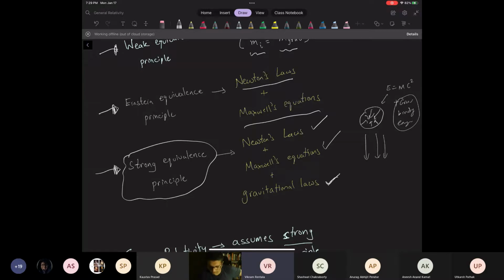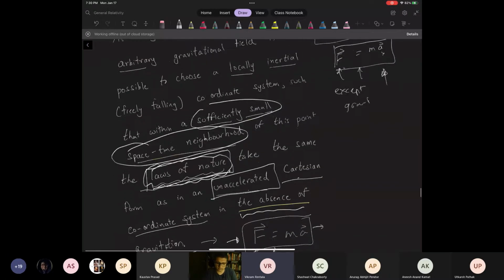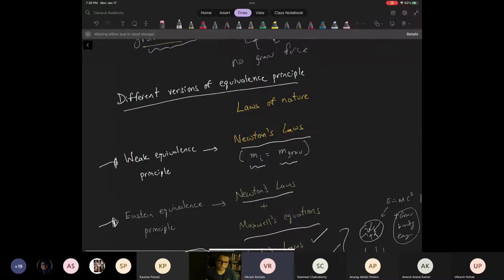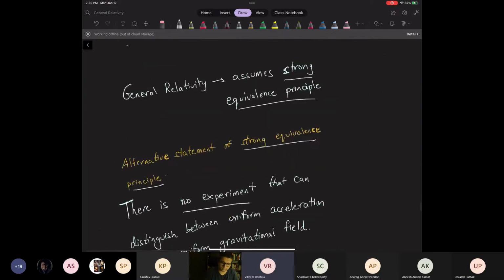At the time, the things that were known were Newton's laws, Maxwell's equations, and whatever was to be determined about what the right gravitational laws are. For the purposes of what we're going to do, we'll just assume the strong equivalence principle: all laws of nature take the same form for a freely falling observer in a uniform gravitational field as for an inertial observer. So general relativity assumes the strong equivalence principle. I'll pause for questions here.